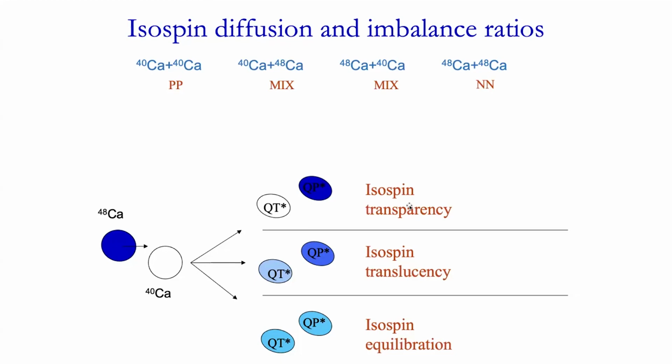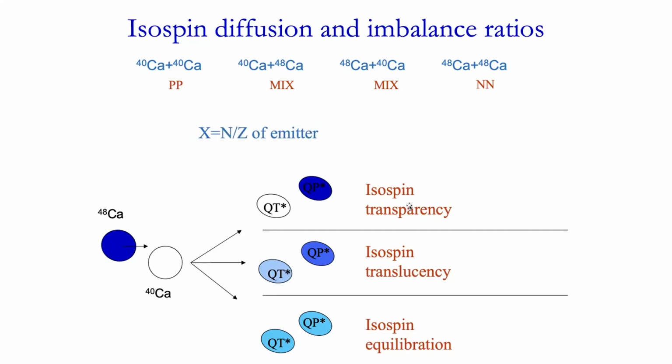You have the collision, and you can have 3 final situations. A situation where the final projectile-like fragment after the collision remains almost at the same N over Z as the initial one, and this is what we call isospin transparency. At the other extreme, we have a situation where the 2 systems exchange completely their N over Z, and we end up with 2 systems that have the same N over Z, and this is what we call isospin equilibration or redistribution, uniform distribution. And between them, we have a sort of isospin translucency, which is between stopping and transparency. So you have a partial change of the N over Z of the projectile and target.